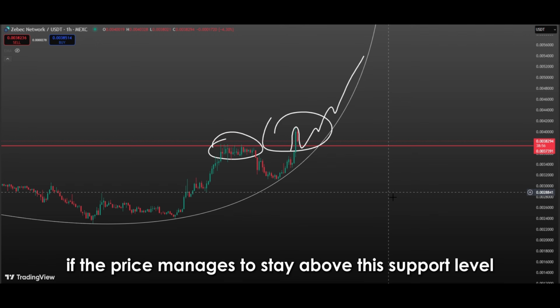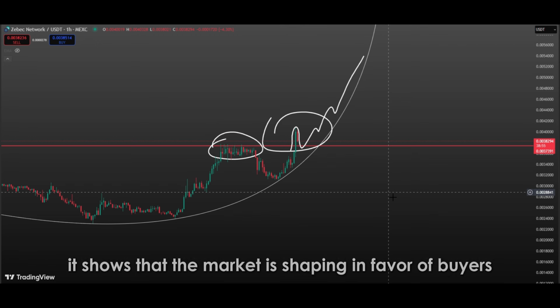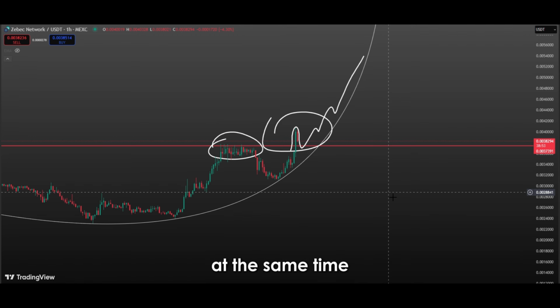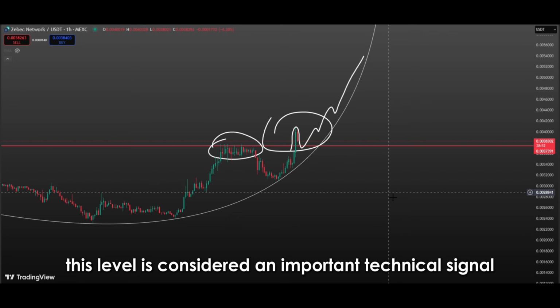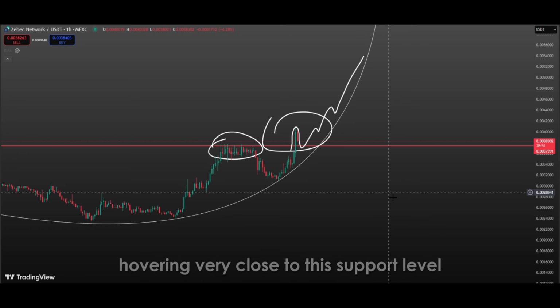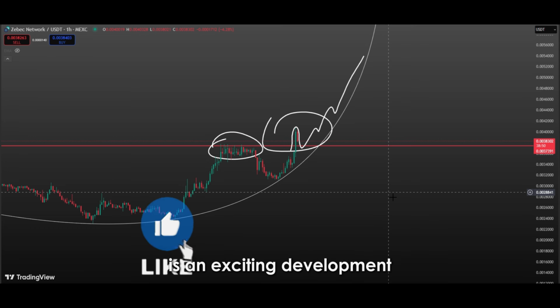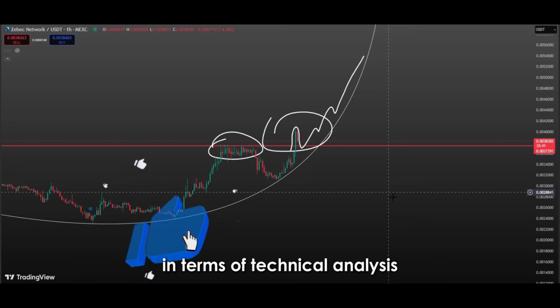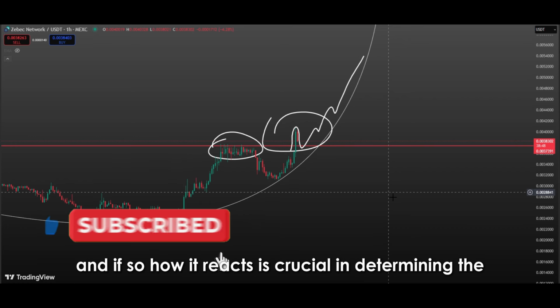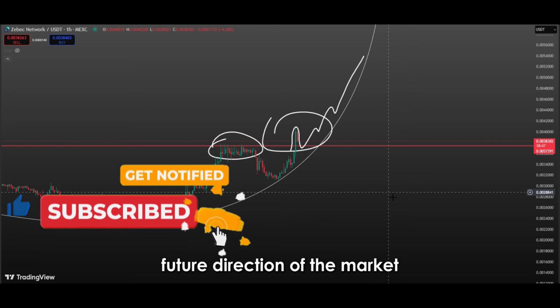Because if the price manages to stay above this support level, it shows that the market is shaping in favor of buyers and bullish expectations remain alive. At the same time, this level is considered an important technical signal for traders to reopen positions. The fact that the price is currently hovering very close to this support level is an exciting development in terms of technical analysis. Whether or not this level is tested, and if so, how it reacts, is crucial in determining the future direction of the market.